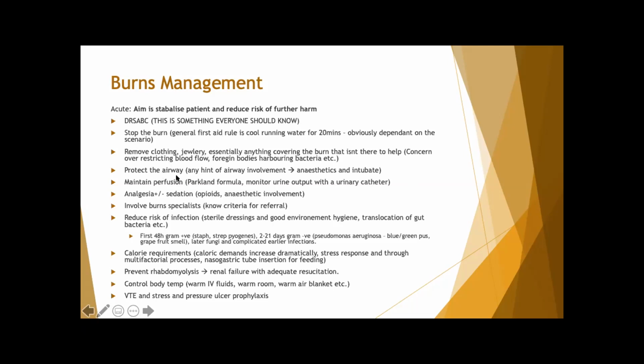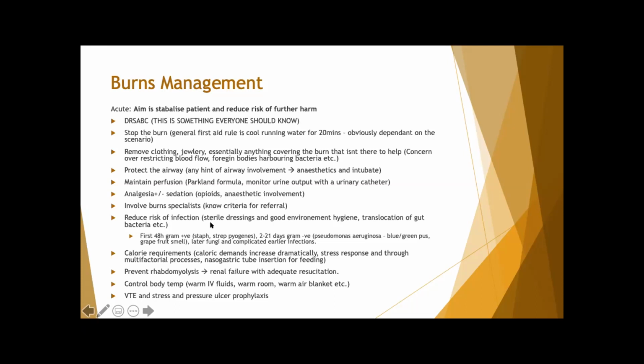You need to protect the airway. As I mentioned, any hint of airway involvement, get anesthetics involved and intubate. You need to maintain perfusion. That's where probably the key word here is Parkland formula, which I'll talk about in a bit. And monitoring urine output is really important to know if you're giving them adequate perfusion. Analgesia and sedation. People are either going to be in really severe pain or they're going to be so shocked, and for you to do everything to them, you're going to need to sedate them. Involving burn specialists, this is really important, and that's why you need to know your referral criteria. And reducing the risk of infection.